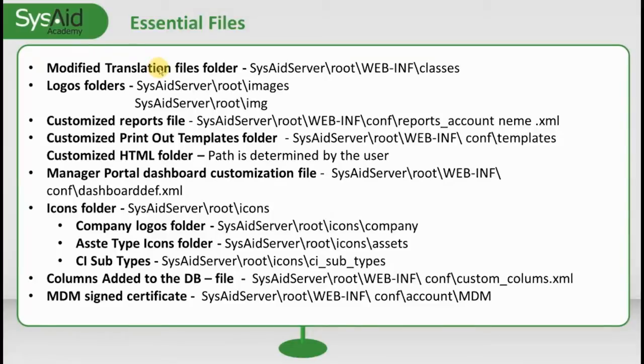The translation files: all the modifications that you did to the translation file, changing field names and titles, are kept in the SysAid server /root/webinf/classes folder. So if you did any changes to the translation file, this folder will appear and you need to back that up. Another thing is the company logo, if you implemented the company logo into your SysAid. These images are saved in the root folder. So just back up those folders.